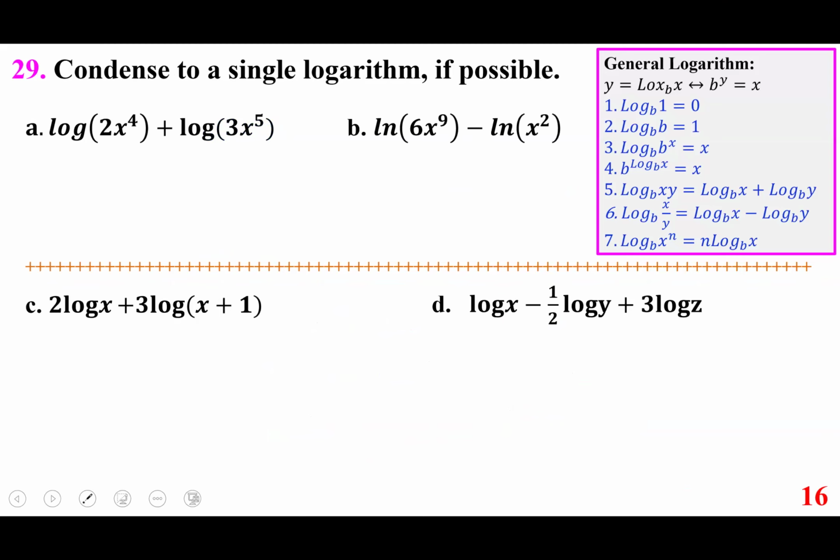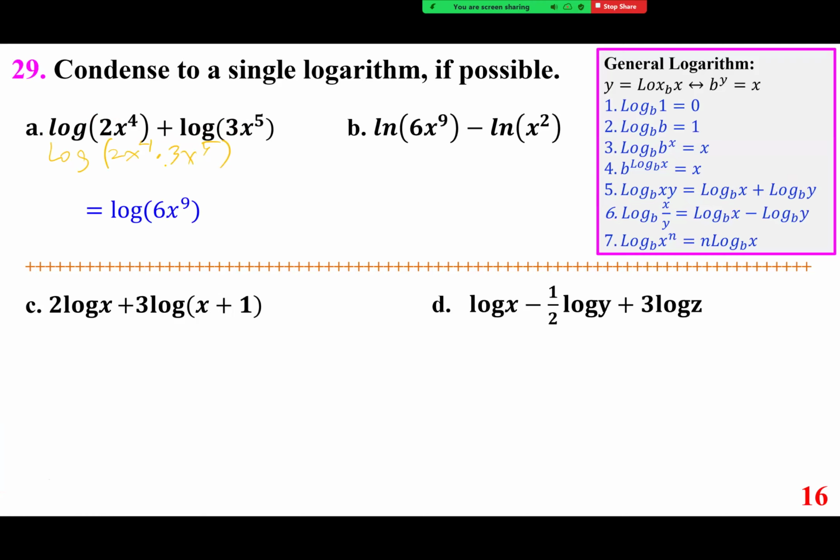We want to condense and bring them back to a single log. That means we want to combine this, and we go with number 5, and we go from right to left. You just multiply these two, you get the product of the two. So log of 6x to the power of 9.